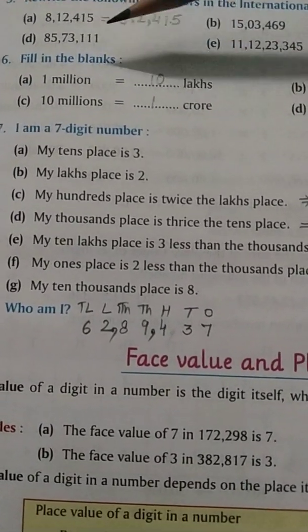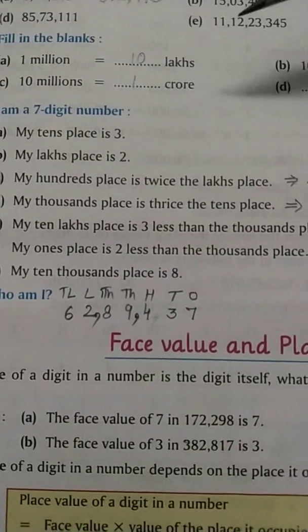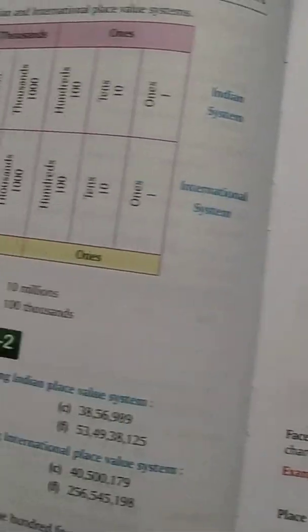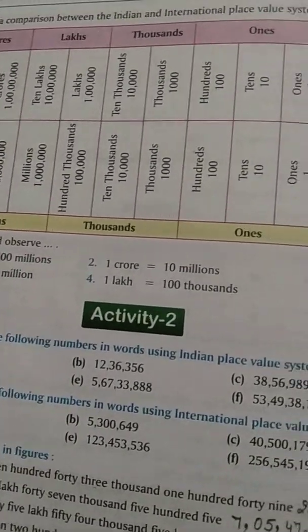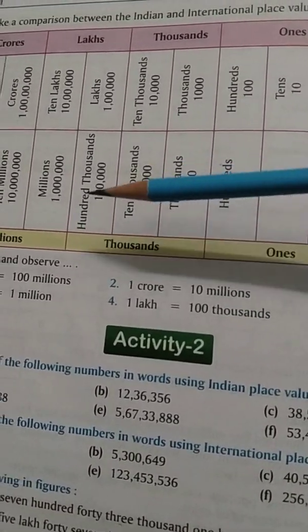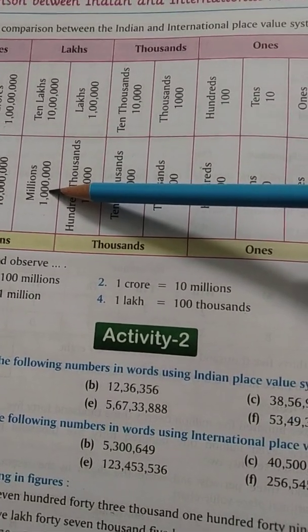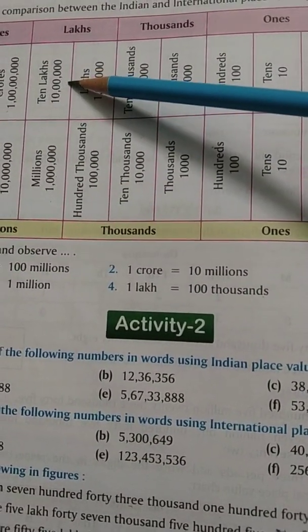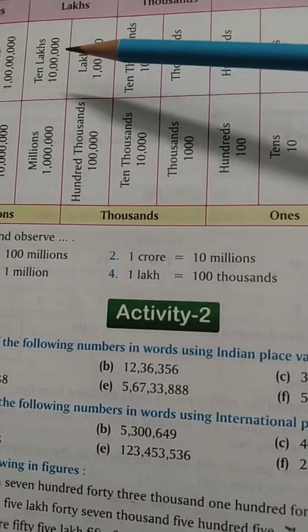The question is fill in the blanks. 1 million is equal to dash lakh. So to get the answer of these types of questions, you can just look at the comparison table. 1 million is here. They are asking it is equal to how many lakh. So 1 million is equal to 10 lakh. Right? You will write there 10.